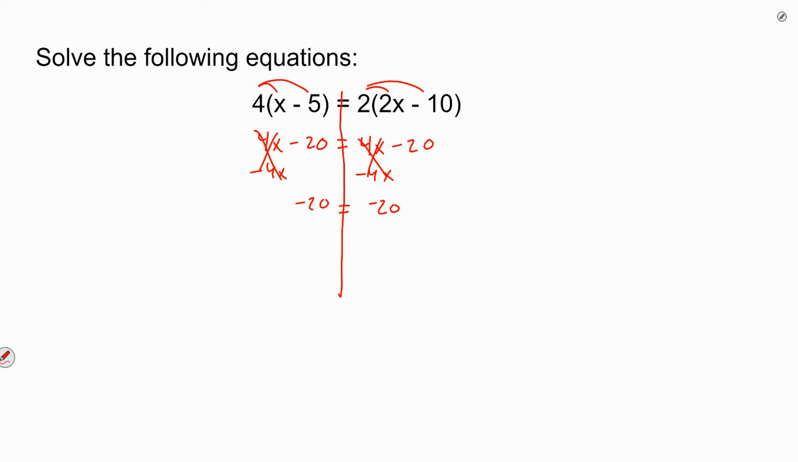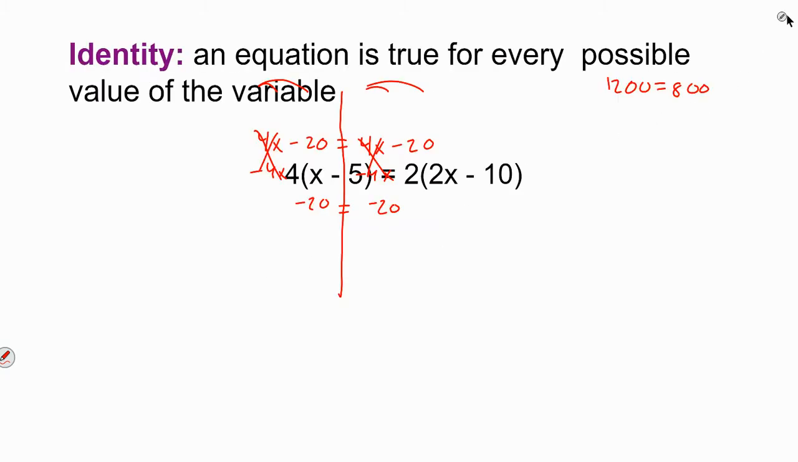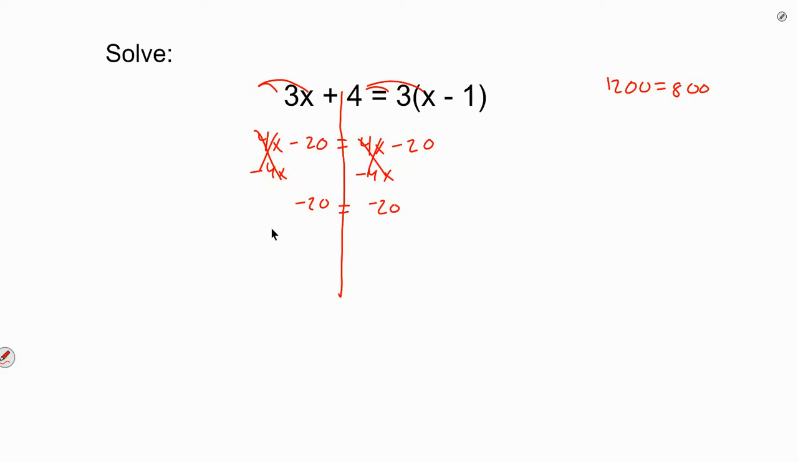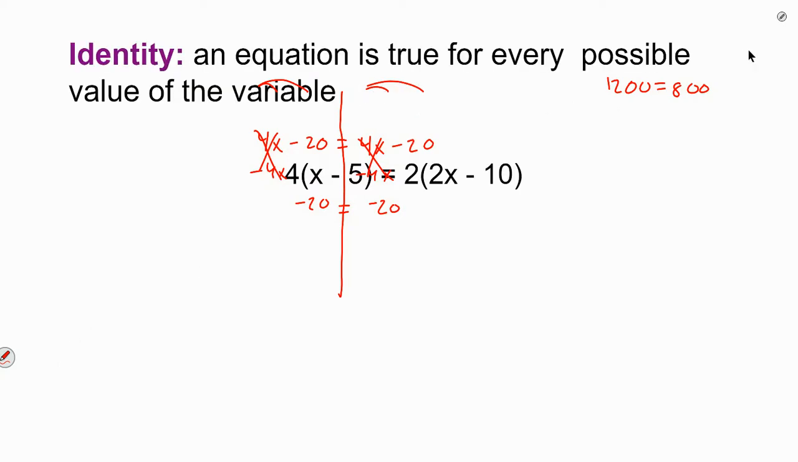Now this is another weird case. We saw before where we had 1,200 equals 800, and we determined that they'll never be equal. What does it mean when we have the same number equal to itself? Well, that's a great question, and there's a new word for that. This is what is called an identity. So this is called an identity.